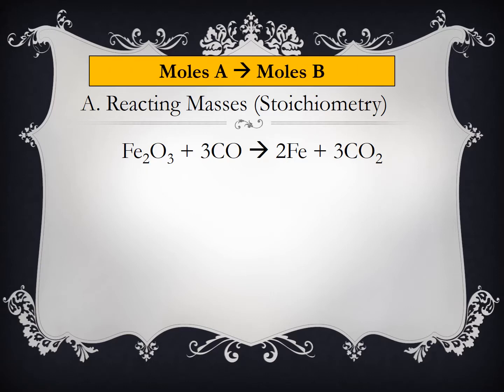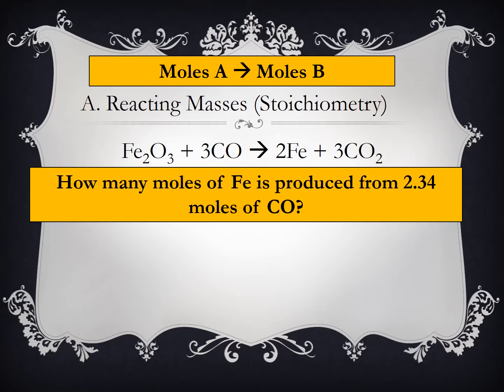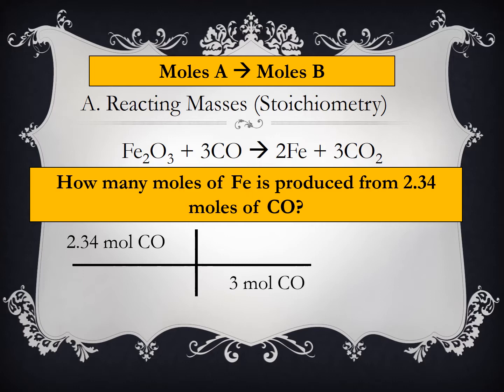All right, so let's do some examples, moles A to moles B. How many moles of Fe is produced from 2.34 moles of carbon monoxide? Your given information is 2.34 moles of CO. Draw your T-chart. We need moles of CO on the bottom, and there's 3 of them because there's a number 3 in front of CO. And there's 2 moles of Fe. Moles cancel out, zap zap, and you do your math, you get 1.56 moles of Fe. So you can see it's just a dimensional analysis problem using the coefficients. The coefficients are conversion factors.